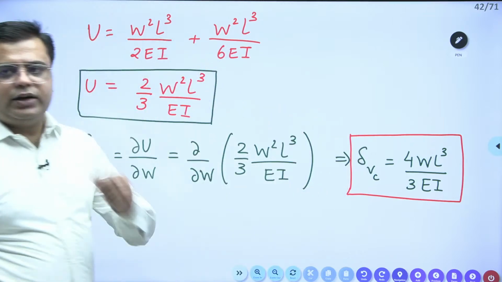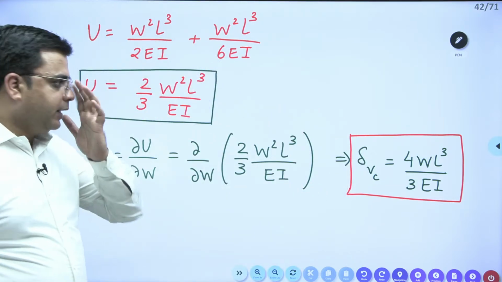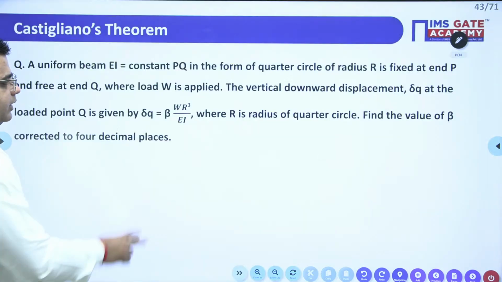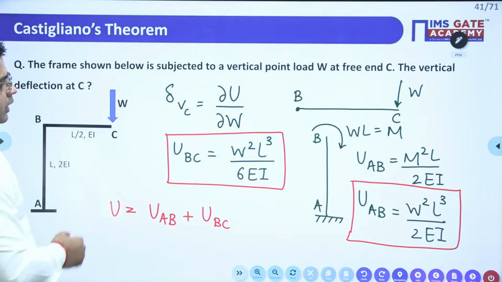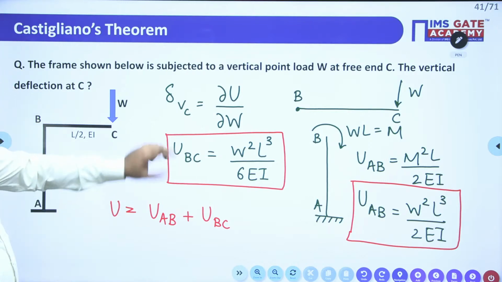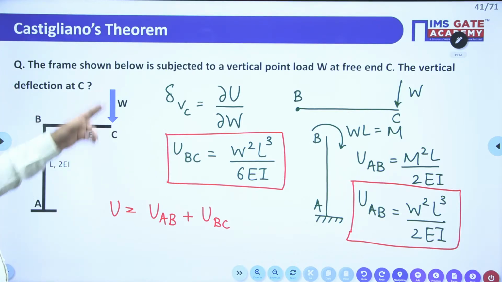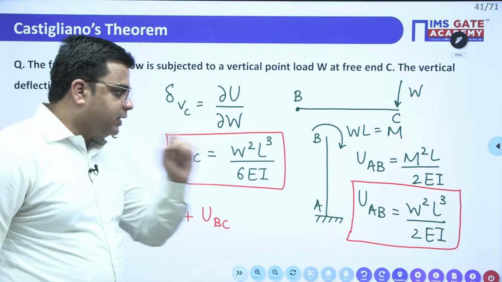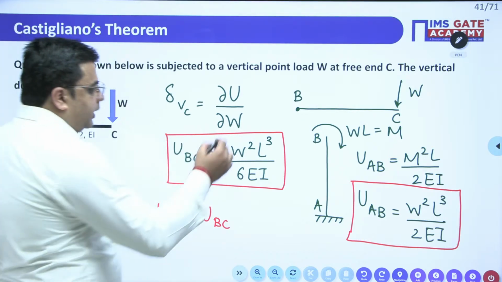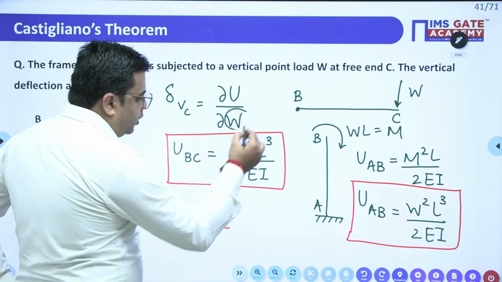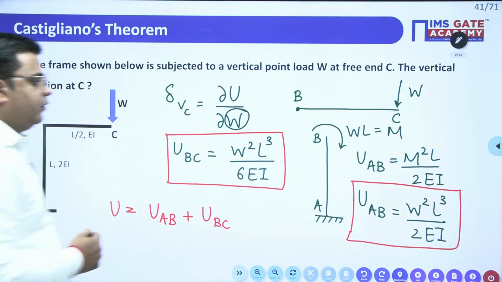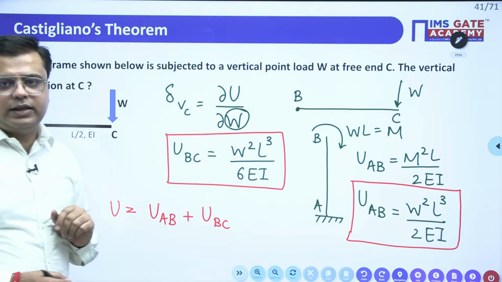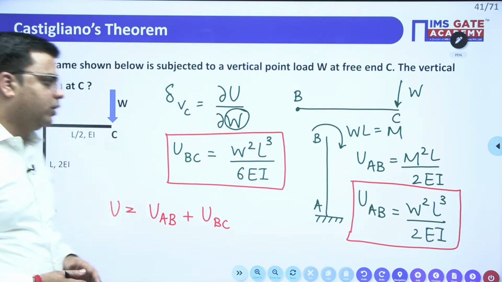This is how you need to deal with this type of question, correct? Whenever you are given a structure, you need to calculate the total strain energy, and using that total strain energy, you can calculate the vertical deflection in the direction of load. Just keep this in mind: by whichever load you take the partial derivative, only in the direction of that load will you get the deflection. Is this clear? Okay.